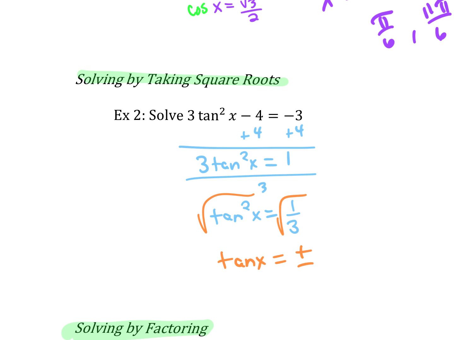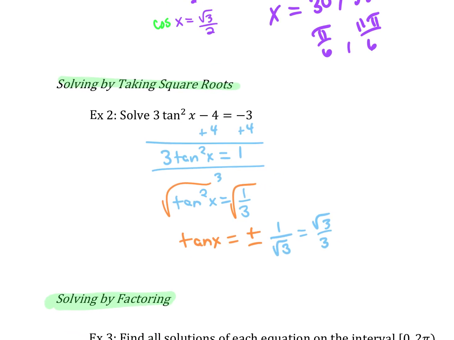If we take the square root of 1, we get 1. The square root of 3, we get root 3. So this rationalizes to root 3 over 3. So in this, because of the positive and the negative, we've got 4 answers, not just 2. So where is the tangent? That's y over x, root 3 over 3. CJ, where is that?